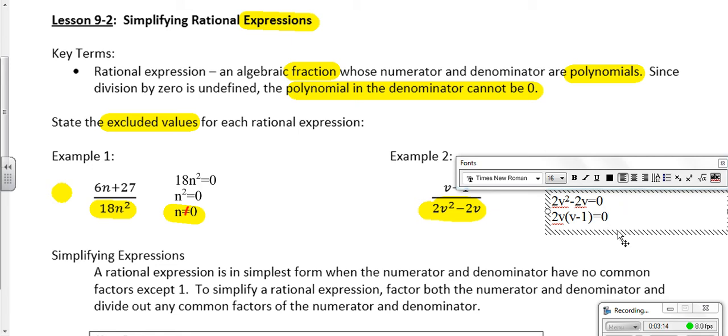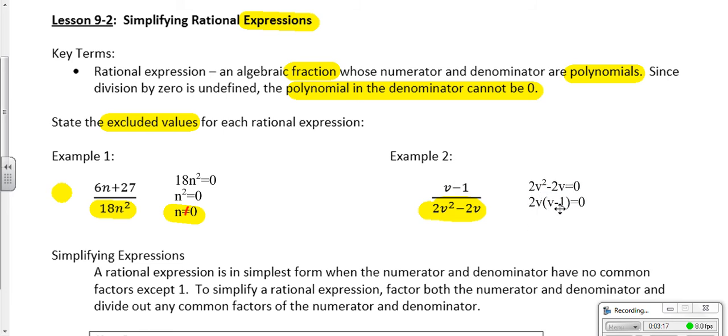Now, what would cause that to be 0? So now we're using the zero product rule. Well, in this case, if I plug in a 0, 2 times 0 is 0, and no matter what is in the parentheses, I'll get 0. In this parenthesis, what would I plug in to cause that to become 0? A positive 1. So we have two situations, two numbers that would cause the denominator to be 0: 0 and 1. Both of those are considered excluded values, and that means that v cannot equal either of those, 0 or 1.